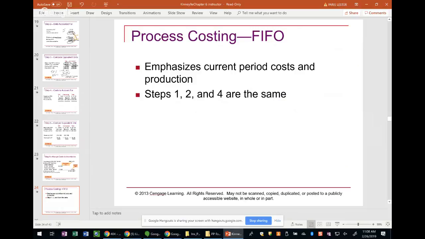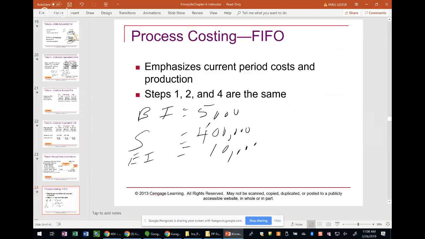All right, before we get to FIFO, Monique, I've only got you here. But we're going to take beginning inventory, 5,000 units. Started in production, 400,000 units. In an inventory, let's say it's 10,000 units. The only thing you can do there, all right, add these two together, Monique, beginning and started. 5 and 400 is how much?